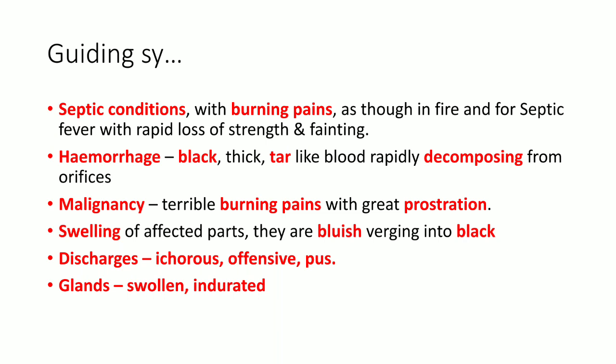So ANTHRACINUM is a good remedy for septic conditions with burning pains and with rapid loss of strength and fainting. Regarding hemorrhages, black, tar-like blood rapidly decomposing. Again, for malignant conditions with the terrible burning pain and prostration. Then it is also a very good remedy for swelling of affected parts with the skin color bluish to black. All the discharges are very acrid in nature, offensive and thick pus-like, and the glands are swollen and indurated. So these are the guiding symptoms.